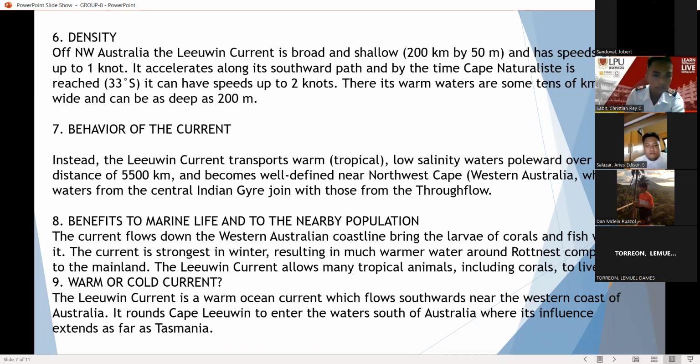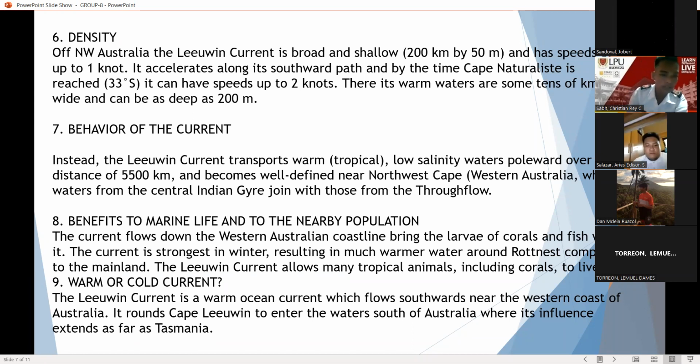The current flows down the Western Australia coastline, bringing the larvae of corals and fish with it. The current is strongest in winter, resulting in much warmer water around Rottnest compared to the mainland. The Leeuwin Current allows many tropical animals, including coral, to live.